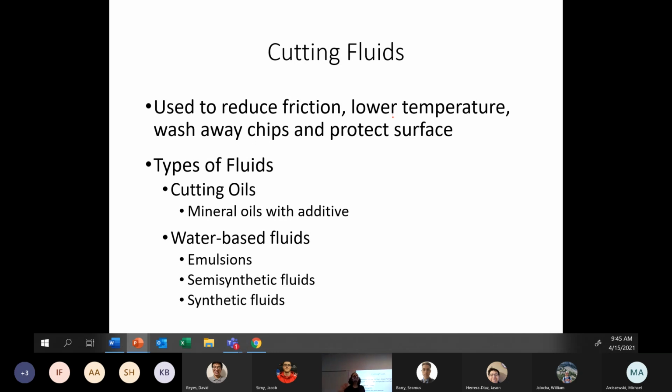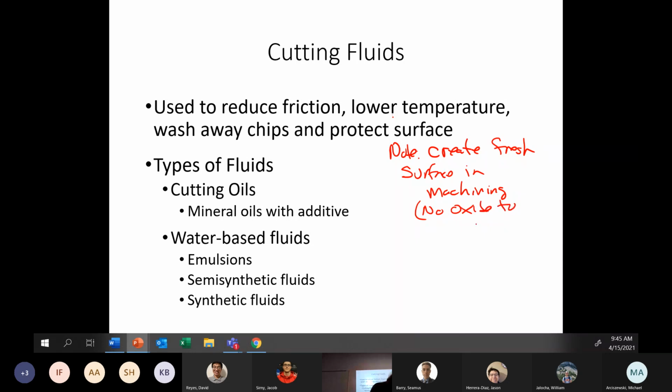You notice that in a lot of those examples, the chips were nicely coming off, and they protect the surface. We need to realize that we create a fresh surface in machining, so there is no oxide to start. And so we would really prefer that we don't machine and rust at the same time.